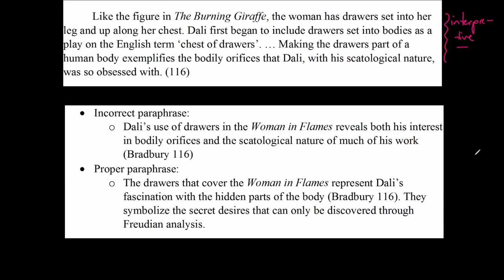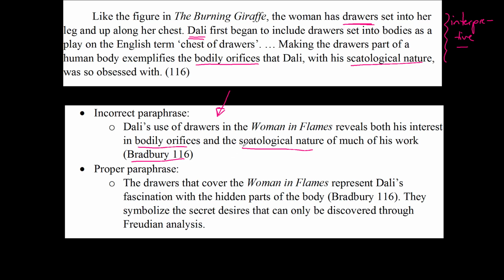All right, in this passage, the author is talking about how Dali likes to include these drawers in his art, and they seem to symbolize something. So they symbolize the bodily orifices that Dali, with his scatological nature, is so obsessed with. Now, if you look at our first paraphrase here, what's problematic about it is that we still use some of the same exact phrasing from the original passage. So we talk about bodily orifices and the scatological nature. All right. So even though we have cited the source, it's still considered plagiarism.